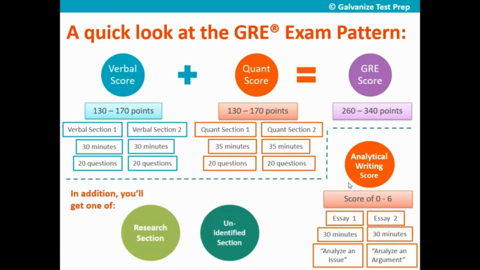All right, so coming back to the exam pattern, as I said, the quant section has 35 minutes for each section. It's just 5 minutes longer than the verbal, but it's the same number of questions. So that is at least 40 verbal questions per exam and at least 40 quant questions per exam. You may get an additional 20 of either of those, depending on whether you get a research section or an unidentified section.